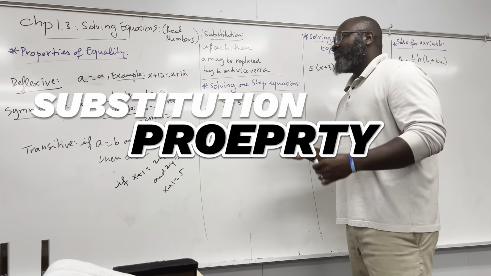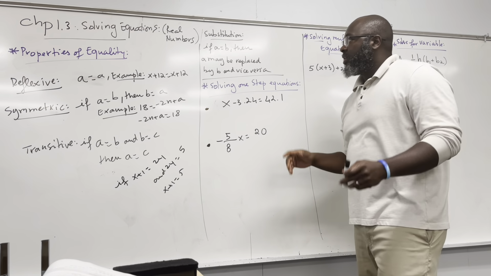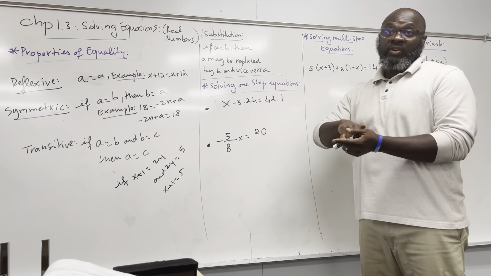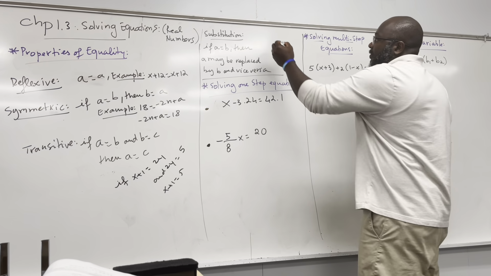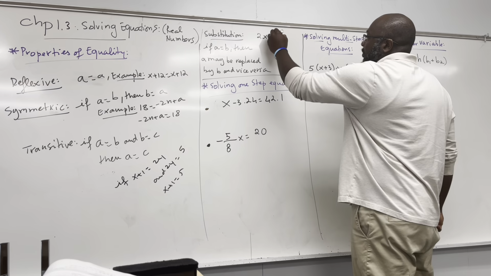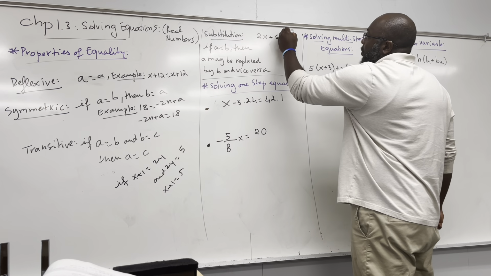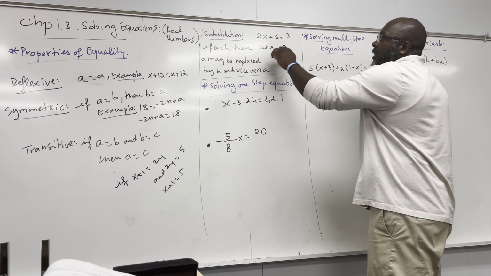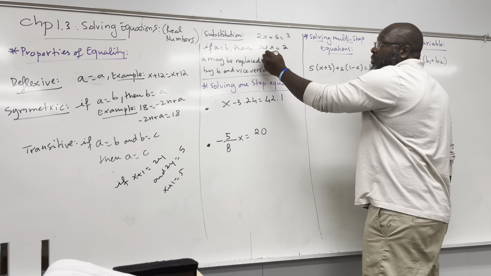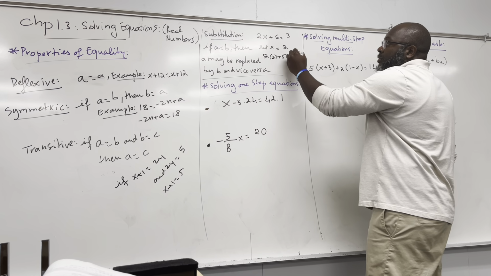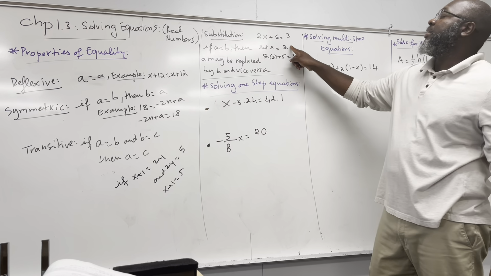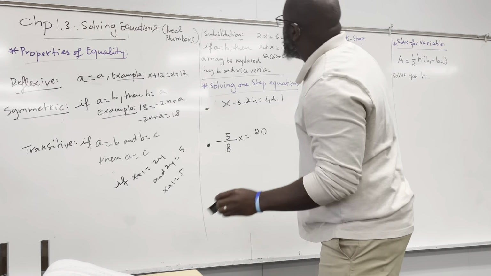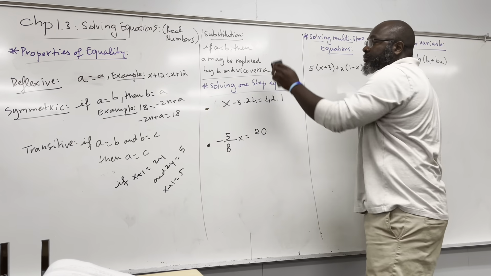Now substitution. Substitution is really easy stuff. So if A is equal to B, then A may be replaced by B and vice versa. If I have an equation, let's say I have 2x plus 5 equals 3, and I say let x equal 2, then I can replace the x with 2. That means 2 times 2 plus 5 is equal to 3. Obviously, that's false, but you understand what I'm trying to say? You can substitute a number for something else if you're given a value for it. So that's the substitution.